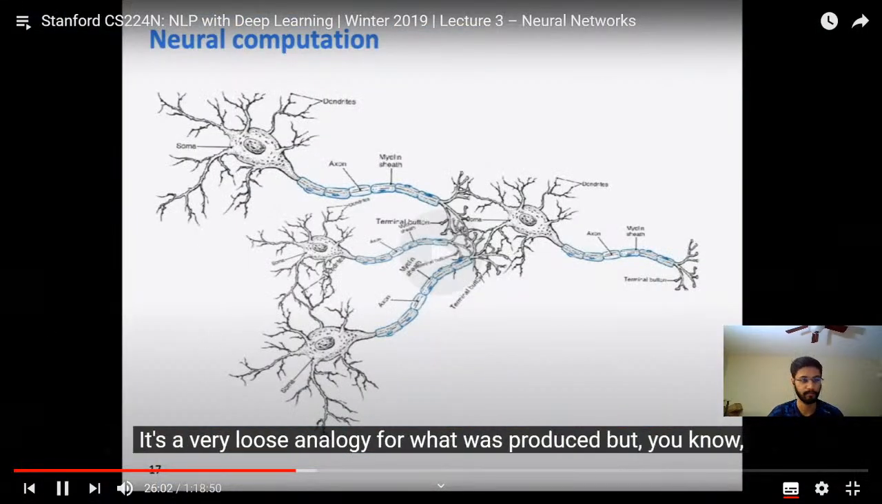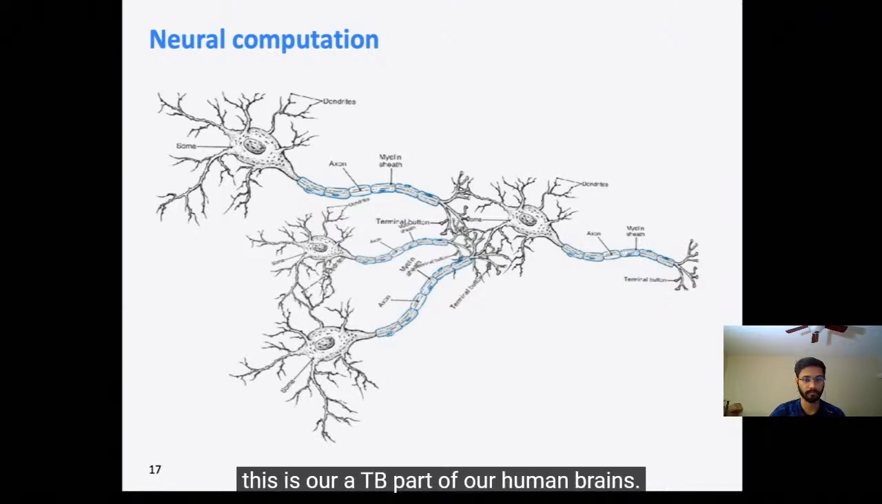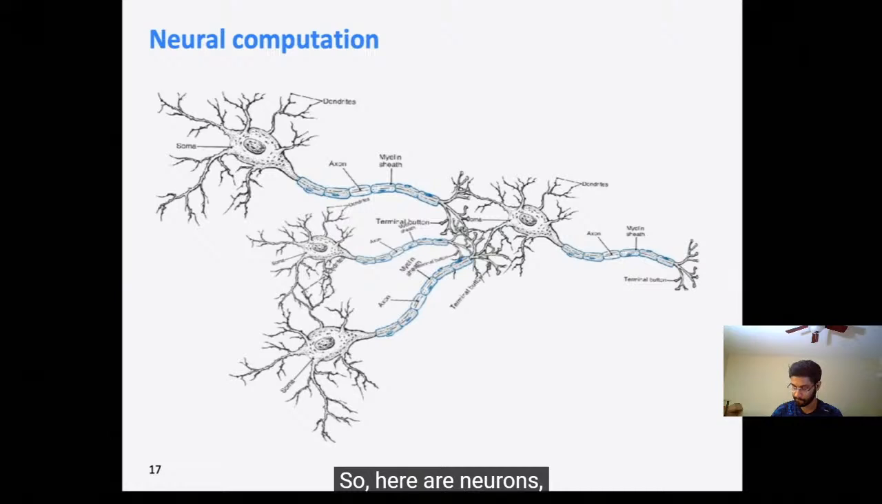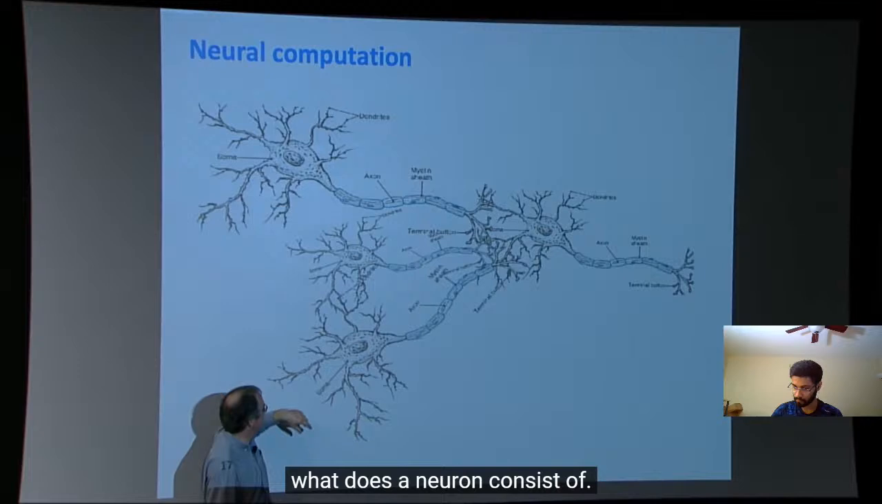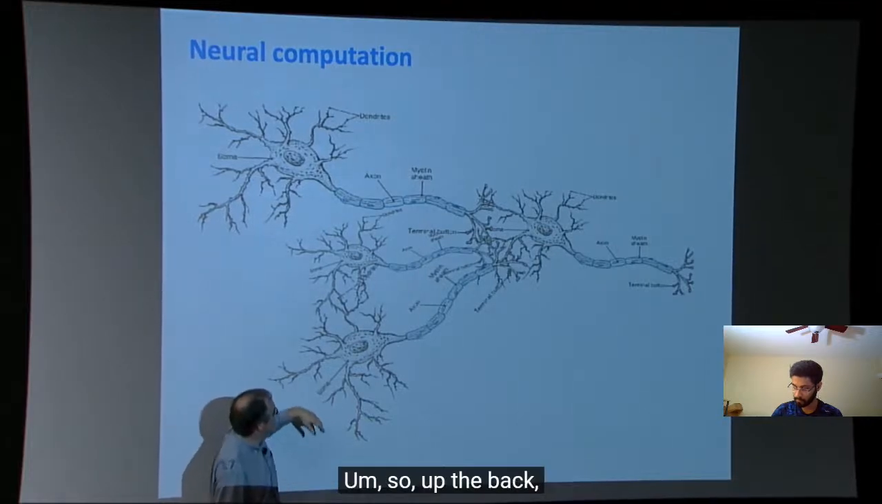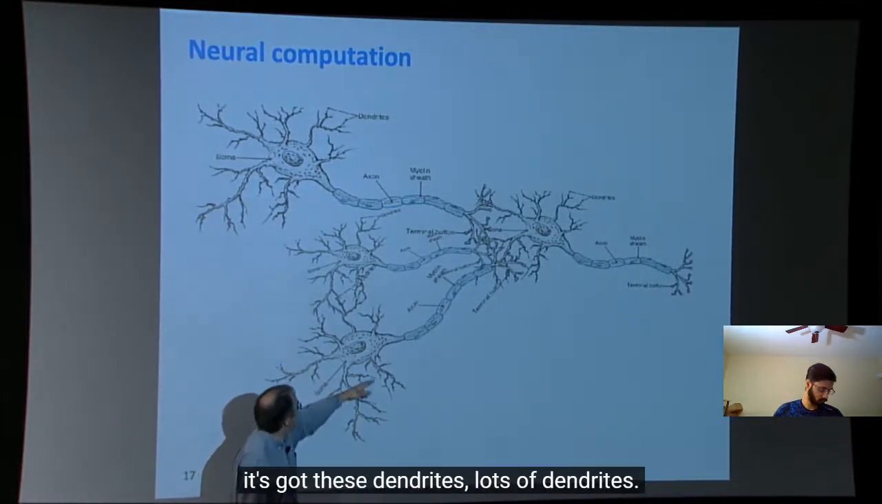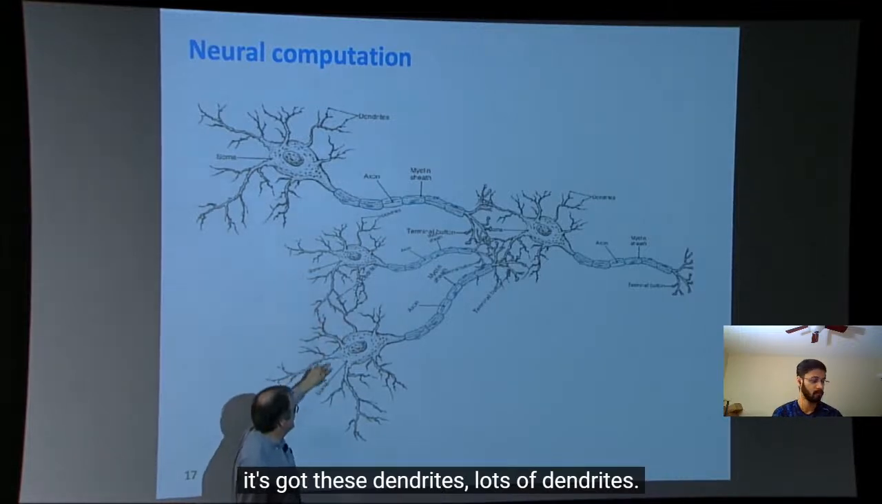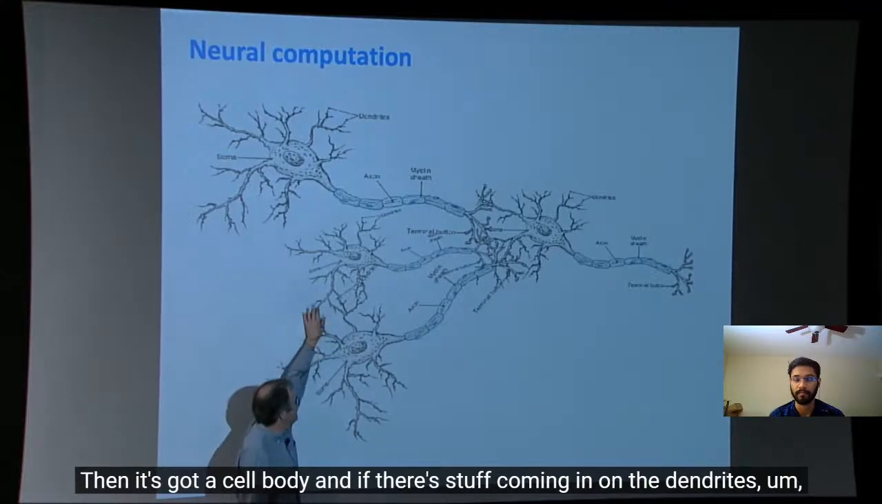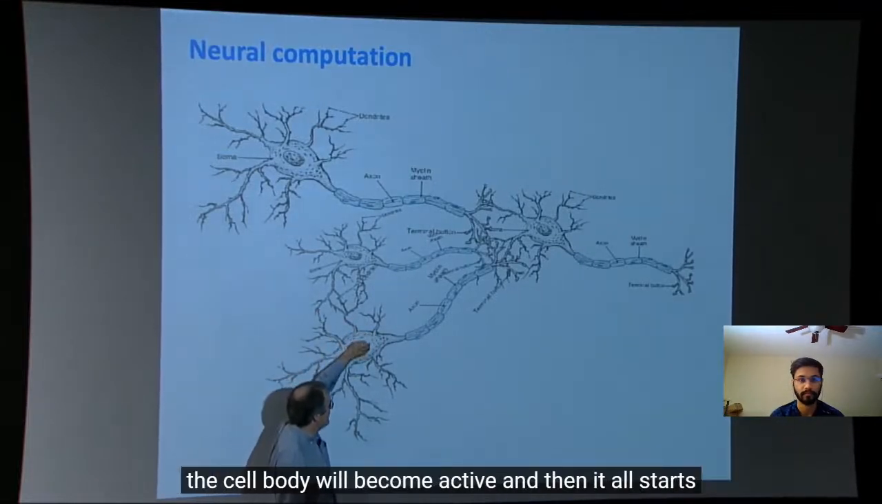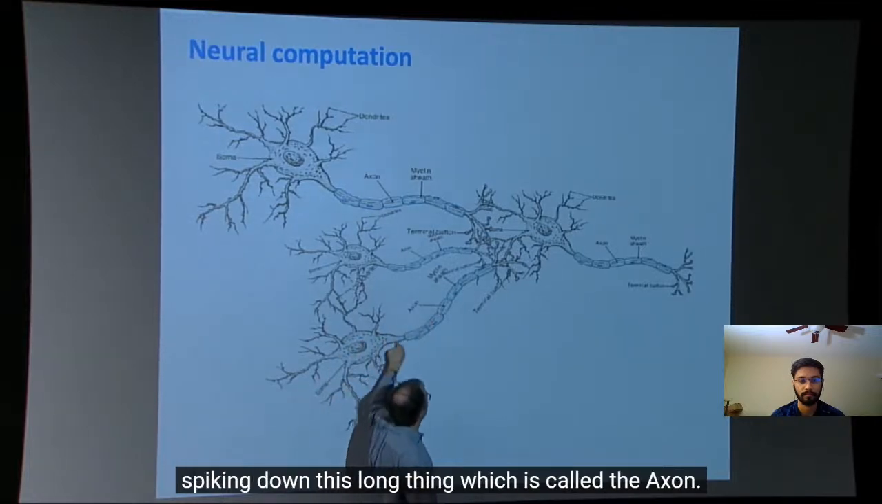Yep. Our model here is a teeny part of our human brain. So here are our neurons. This is a neuron cell here. And so what does a neuron consist of? Up the back, it's got these dendrites, lots of dendrites. Then it's got a cell body. If there's stuff coming in on the dendrites, the cell body will become active, and then it'll start spiking down this long thing which is called the axon.